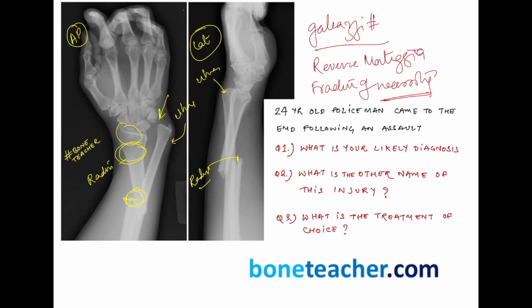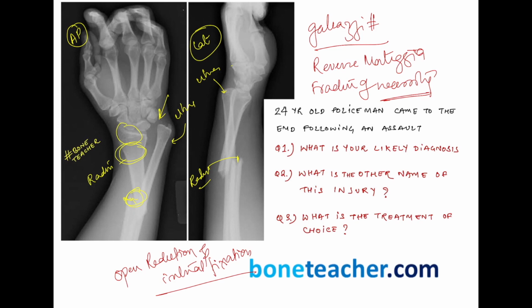The third question is, what is the treatment of choice? The ideal treatment of choice for such a fracture is open reduction and internal fixation. Alright, that is what you need to remember. Open reduction and internal fixation. So this is your Galeazzi fracture, an extremely important X-ray for your exam and practice. So be careful how you identify the fracture.